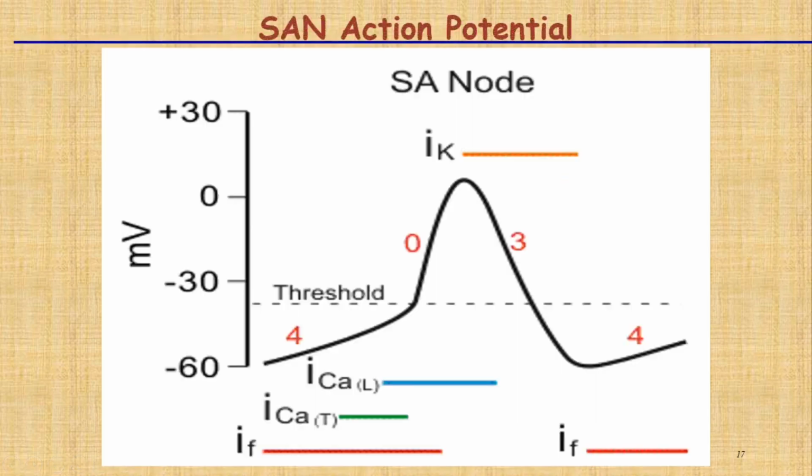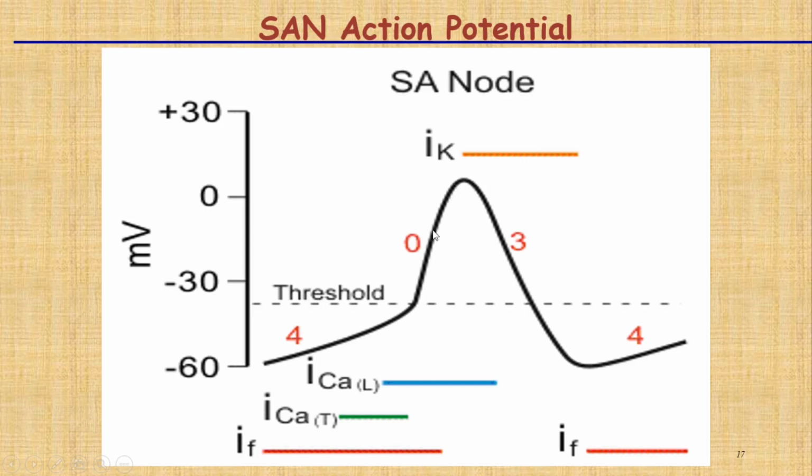So this is how the SA node action potential, or pacemaker action potential, looks. Here only three phases are there. If you compare with the ventricular muscle action potential, there are 5 phases. Here only 3 phases are there. To start with, phase 0 is the depolarization phase. It is a little bit slower and less steep.